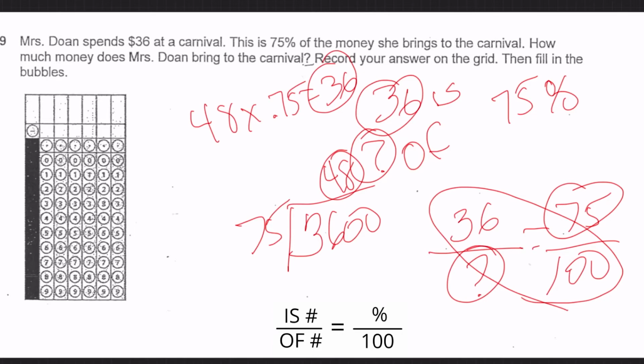So let's go over to our little grid here and pop in our 4 and our 8. And we can come down here and fill in the 4, and we can come down here and fill in the 8. 48 bucks, that's the answer. How'd you do on this one? This one wasn't too bad.